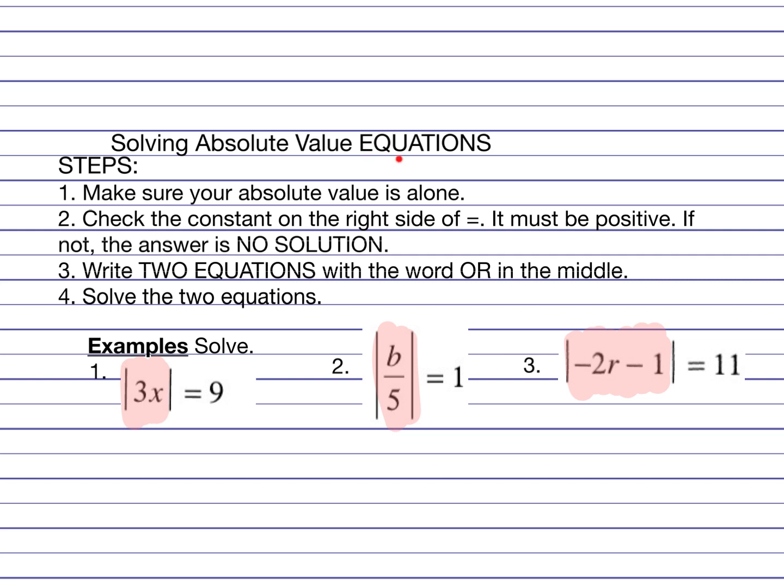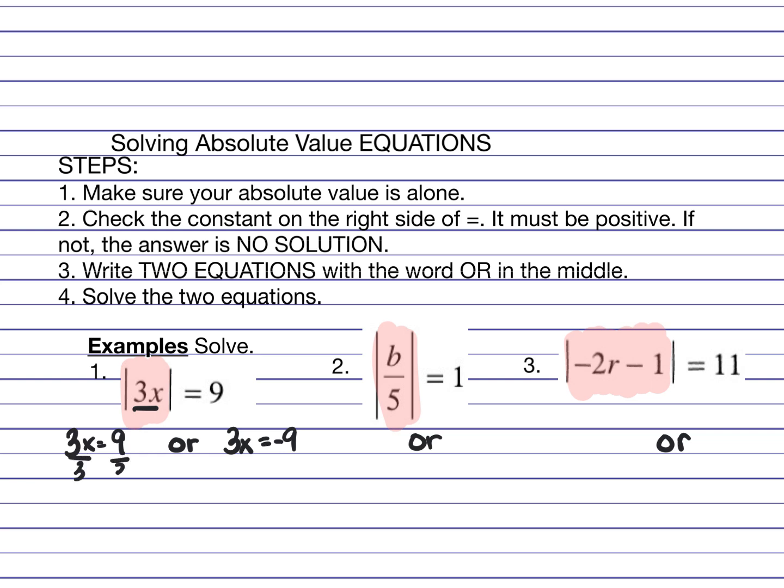Then we're solving absolute value equations. It says write 2 equations with the word or in the middle. So let me tell you about those 2 equations. I'm going to put the word or in the middle. Okay, so I'm going to write 2 equations. You take what's in the absolute value out, set it equal to positive 9, or take what's in the absolute value out, set it equal to negative 9, and solve both of those, and both of those are your answers.